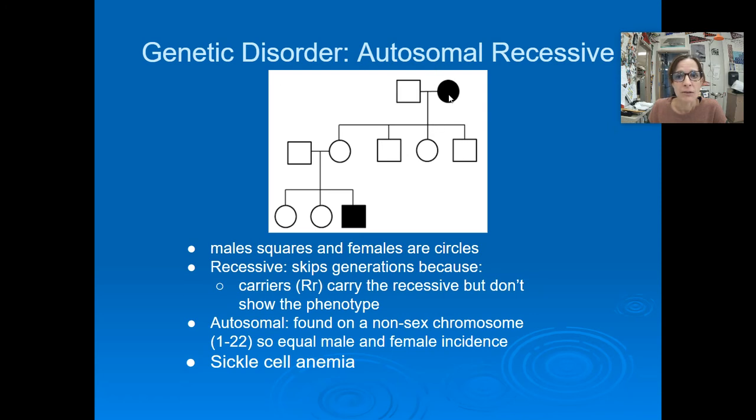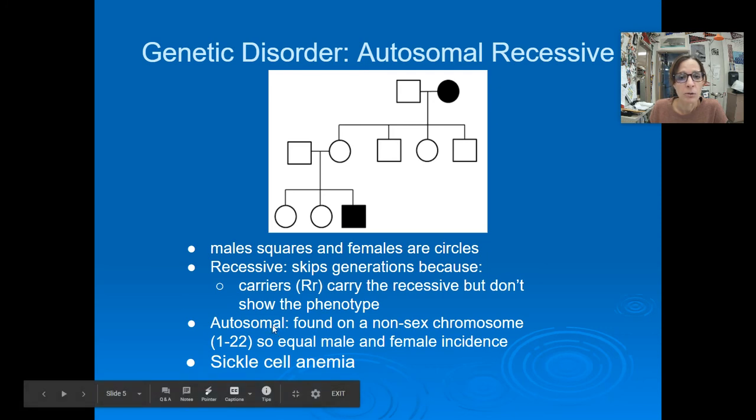So remember, recessive, everybody who's shaded in would be little r, and everybody who's not shaded in would have at least one big R. And these two parents right here would both have to be big R, little r, so they could both give their little r to their son. So in recessive traits, this usually skips generations because they have what's called carriers. And a carrier would be like these two parents. They're both heterozygous, and they're called a carrier because they carry that little r, they carry that recessive trait, but they don't show the phenotype because it's recessive, and that dominant one's going to cover over it.